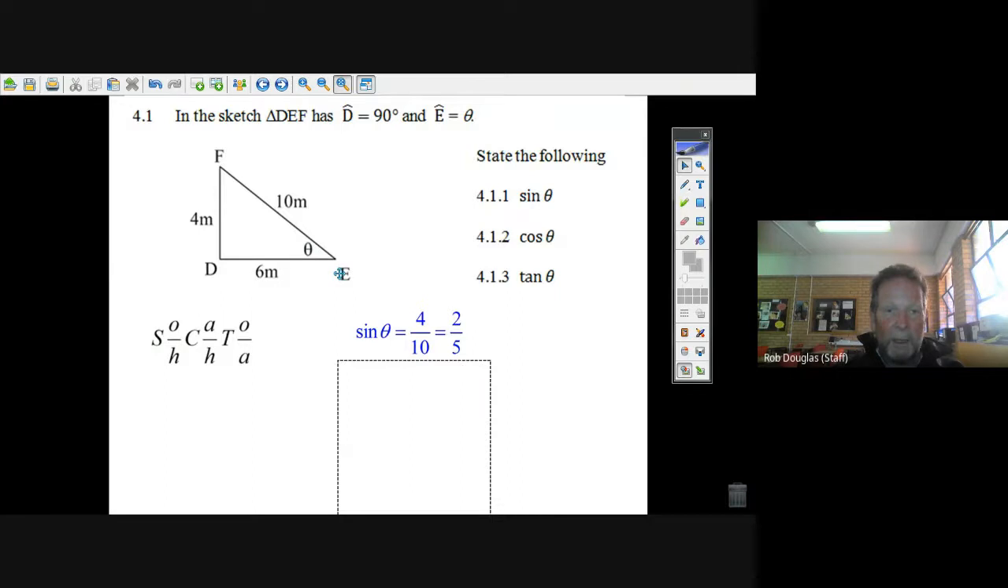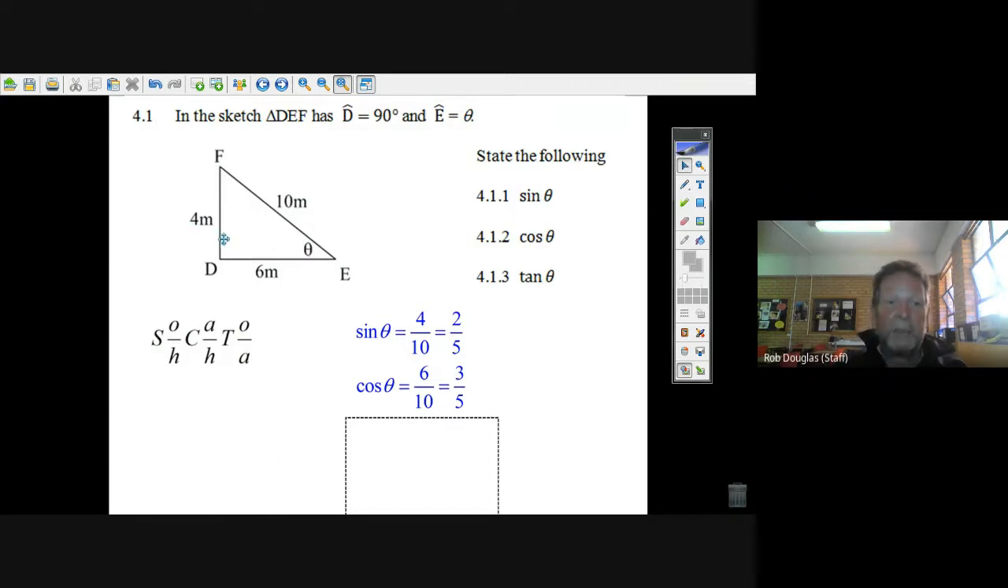For cosine theta, it's adjacent over hypotenuse. It's 6 over 10. Reducing it makes it 3 over 5. The last function is tangent theta. Well, for this angle, we don't know what the angle is. It's theta, but it must be opposite over adjacent. 4 is the opposite side. 6 is the adjacent side. So the tangent of theta is 4 over 6, and if we reduce it, it'd be 2 over 3. So you have to understand the basic idea of what sine, cosine, and tangent are in the first question.